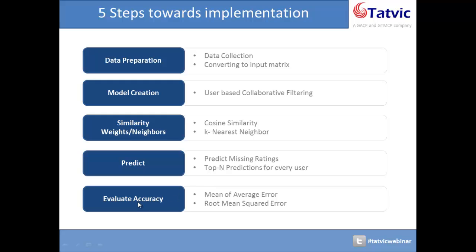And finally, I will talk about evaluation of a collaborative filtering model, where we will discuss how we can evaluate the recommender model that we created, in which I will use error metrics, which represent the accuracy of the collaborative filtering model. In this case, I will use mean absolute error and root mean square error.